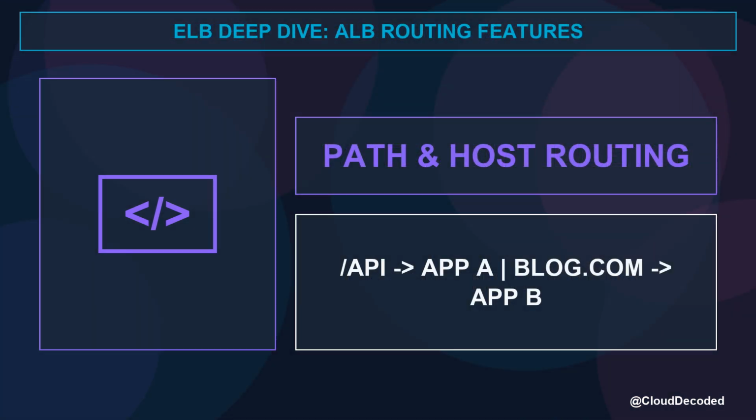Because the ALB sees the content, it supports advanced features like path-based routing. You can send requests ending in /API to one server group and /images to another. It also supports host-based routing, allowing you to host multiple domains, like example.com and blog.example.com, behind a single load balancer.